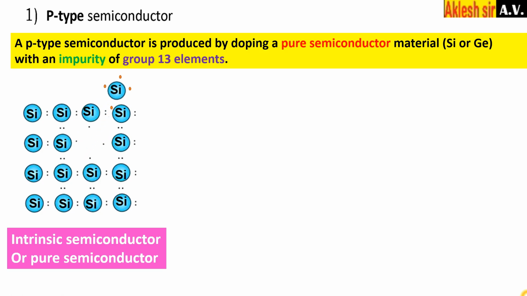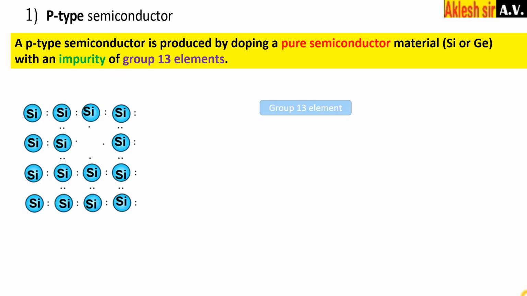Now suppose I remove one silicon atom. Now a group 13 element, for example boron. Boron's last shell contains 3 electrons and it belongs to group 13. Now what I will do is add this impurity, that is the dopant. Dopant means the impurity which is added. So here the dopant which is added contains 3 electrons.